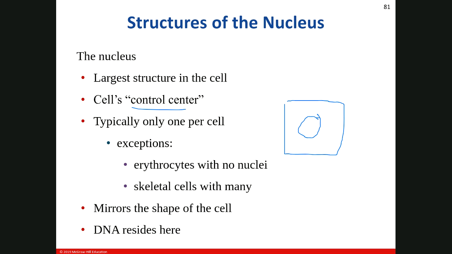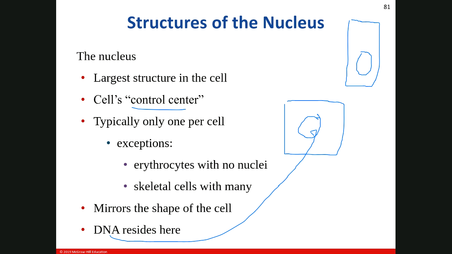Then remember when we talked about the columnar cells? The nucleus was more oval shaped and elongated. That's what we're talking about when we say these nuclei will mirror the shape of the cell. But one of the important things, and this is truly important, is that our DNA sits right here in the nucleus. That's your genetic blueprint. That is all the information. So when you're making a protein, that information is stored in your DNA. If you need to replicate certain cells, that information is stored in your DNA in every single cell that has a nucleus.